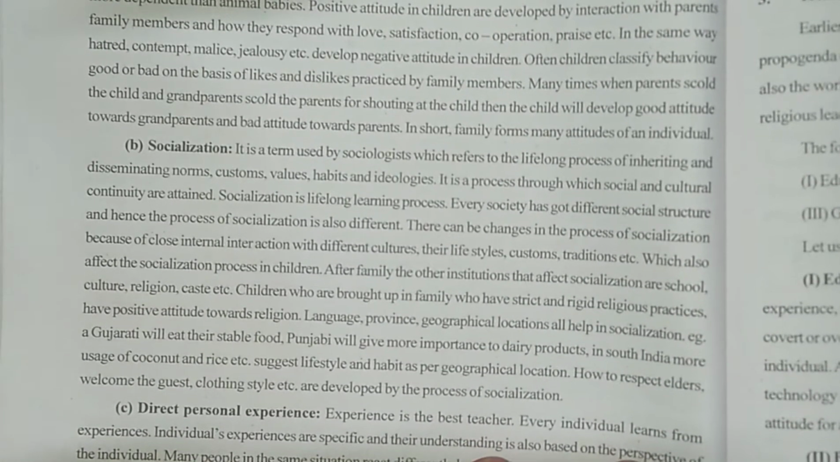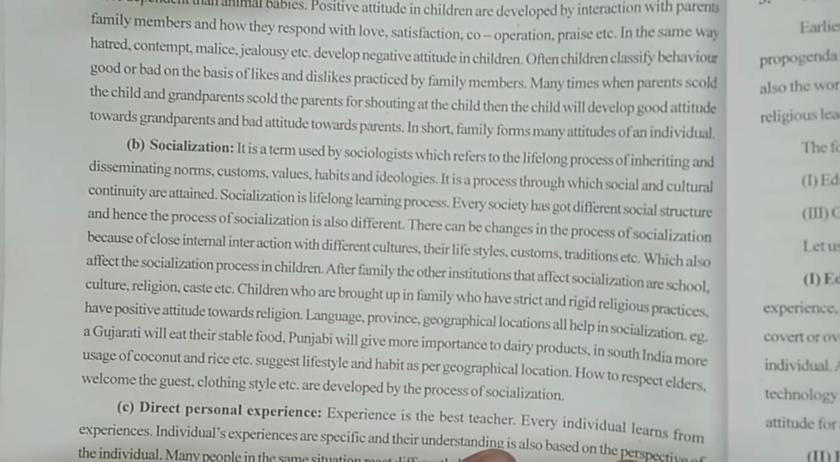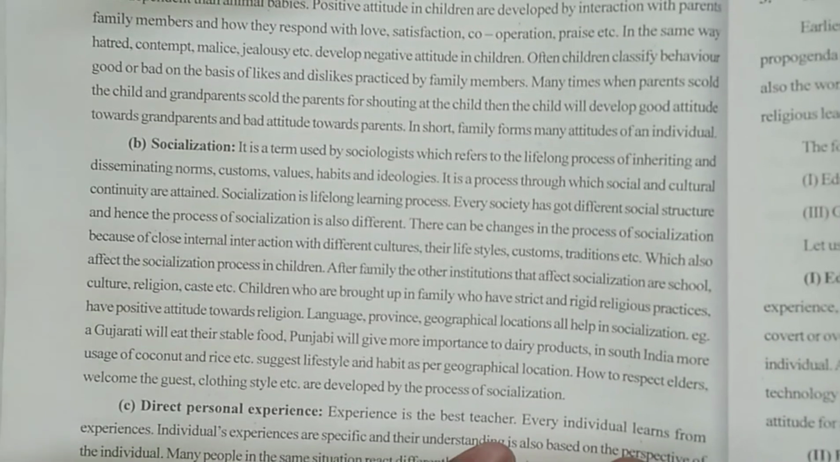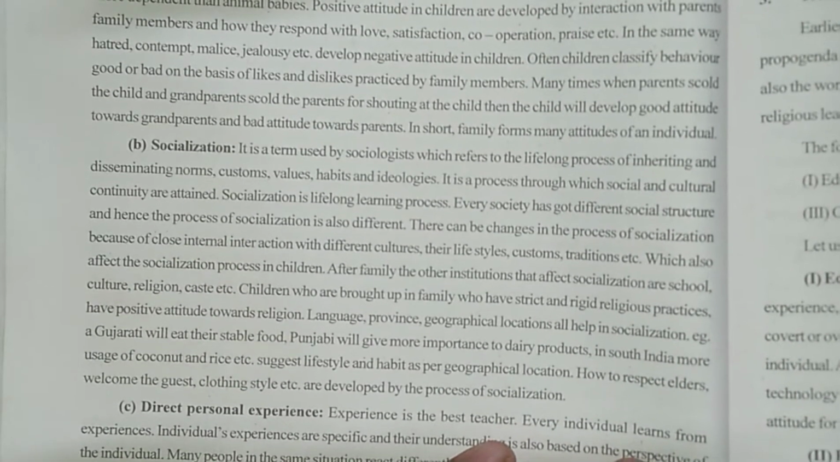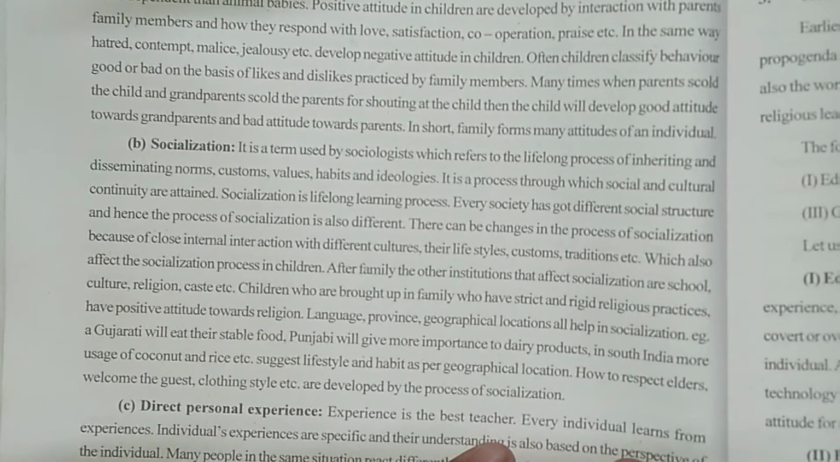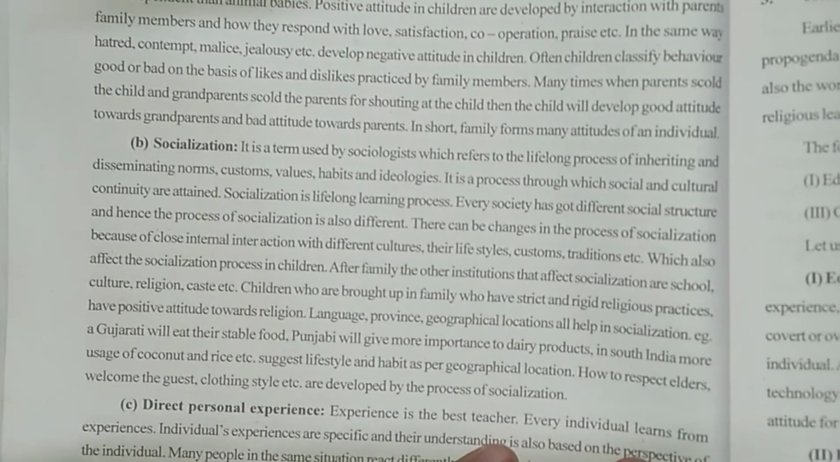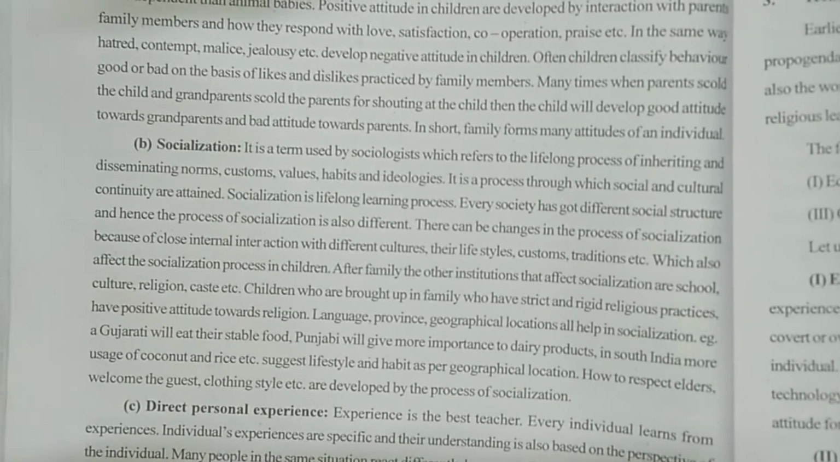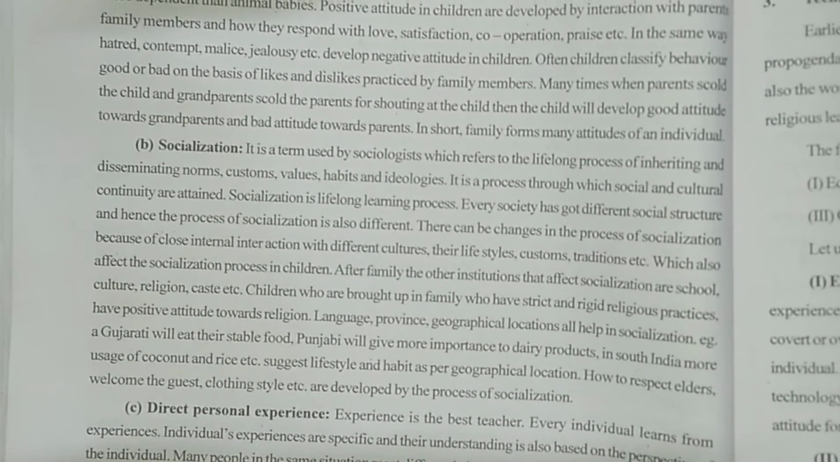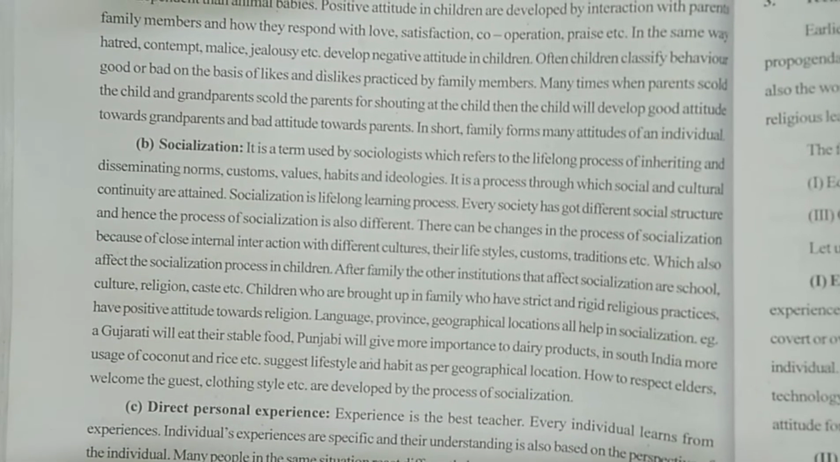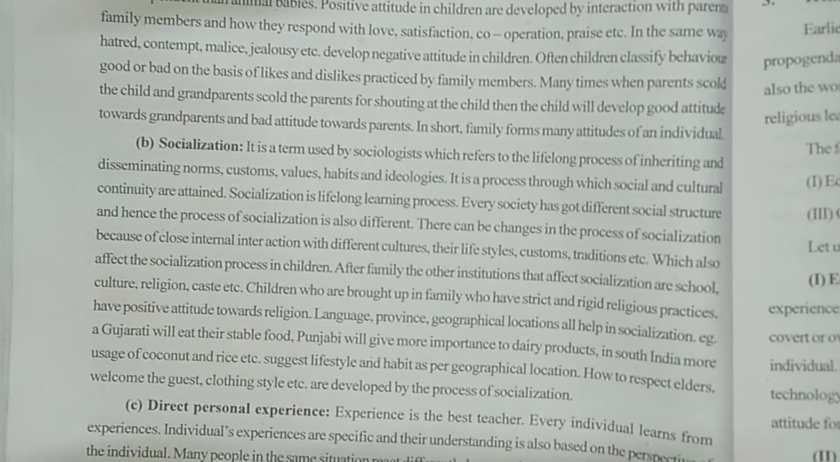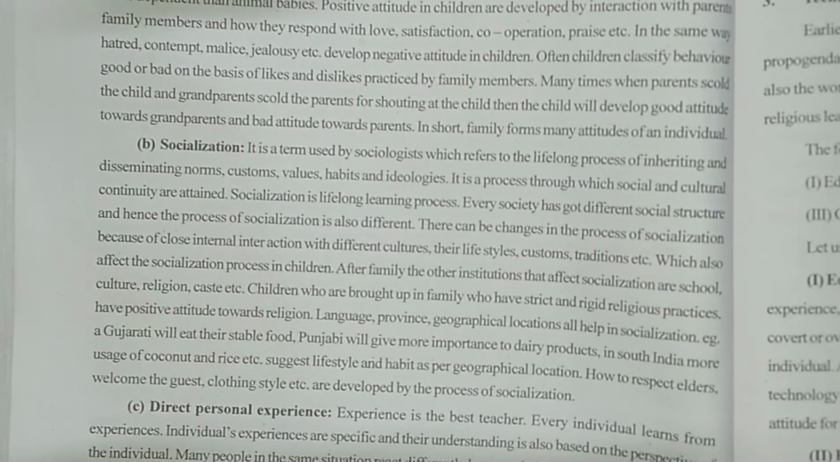That is, a Gujarati will eat their staple food. A Punjabi will give more importance to dairy products. In South India, there is more usage of coconut and rice, etc. This is the lifestyle and habit as per the geographical location. How to respect and welcome a guest, clothing, lifestyle, etc. are developed by the process of socialization.